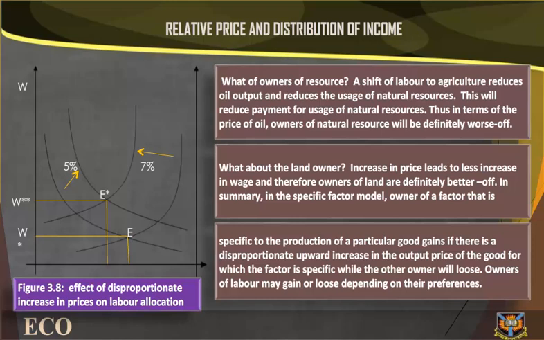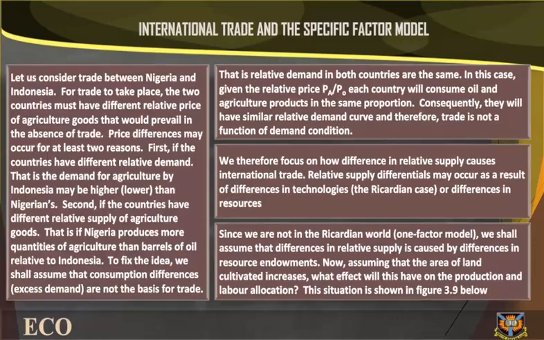In summary, in the specific factor model, owner of a factor that is specific to the production of a particular good gains if there is a disproportionate upward increase in the output price of the good for which the factor is specific, while the other owner will lose. Owners of labor may gain or lose depending on their preferences.